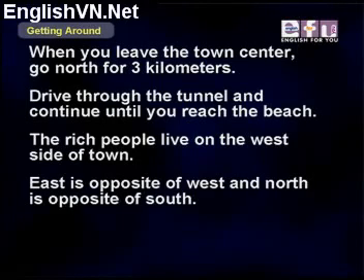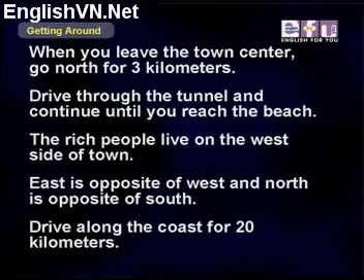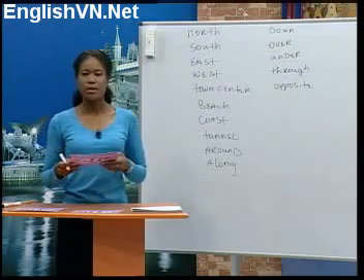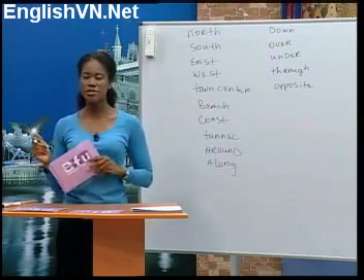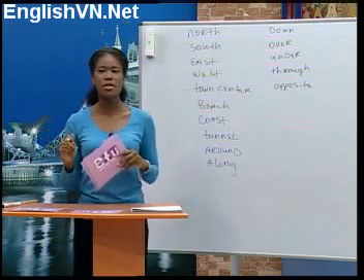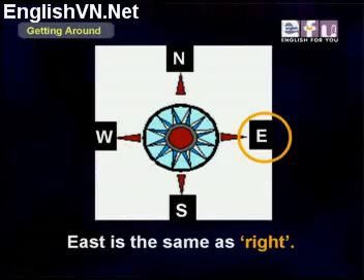Opposite of west and north is opposite of south. Drive along the coast for 20 kilometers. Now here is a picture showing the geographic locations north, south, east, and west.